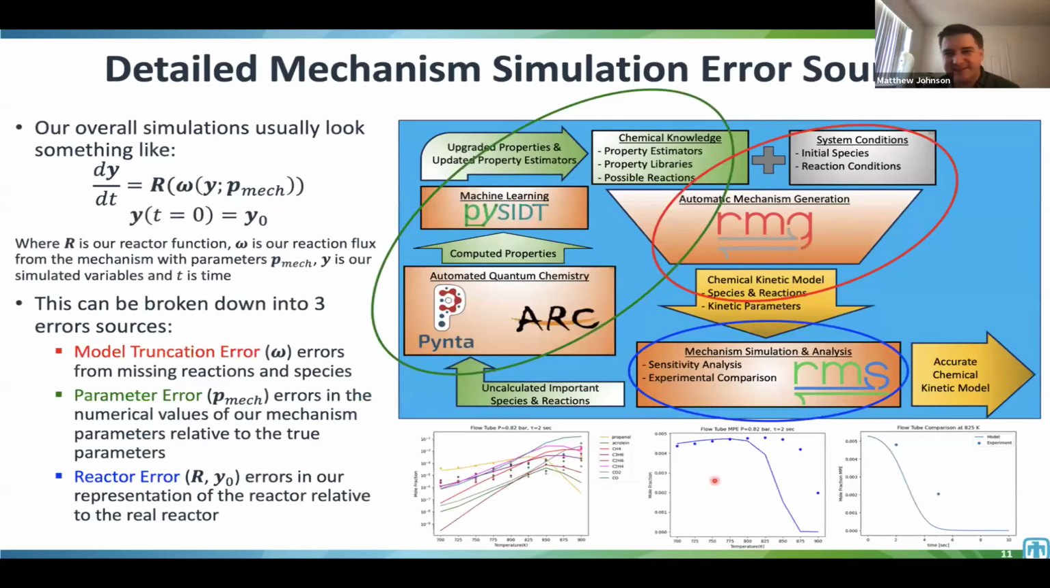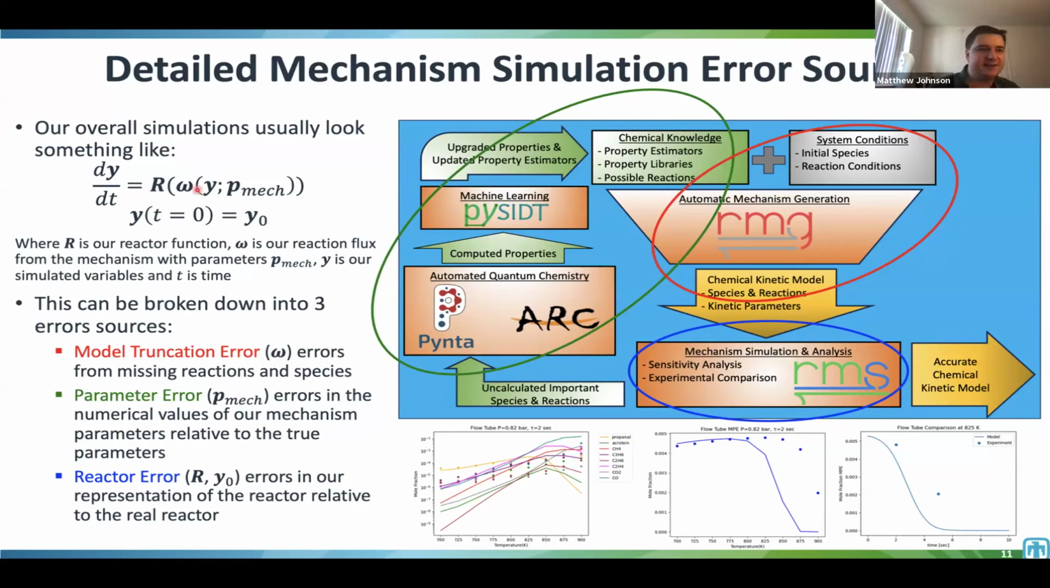Now, our overall simulation might look like something. We might have some set of variables, concentrations, temperature, pressure that we're trying to predict in time. We have some reactor R that we're modeling. And we have our mechanism, this omega, which is our fluxes that come from the mechanism, which is a function of our state variables and our parameters for that mechanism. And we have some initial condition for our simulation.